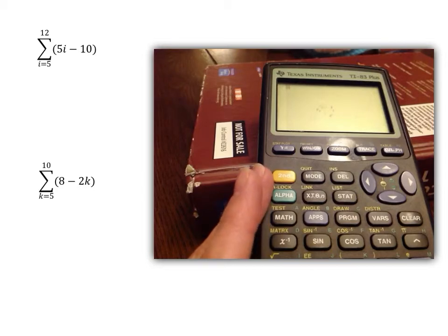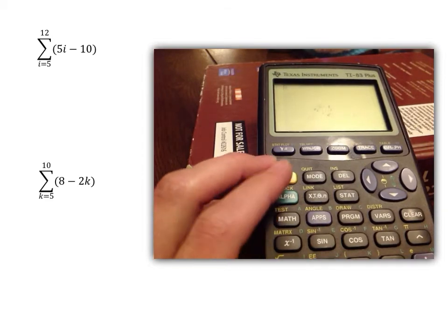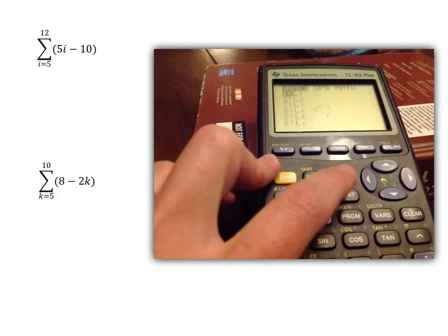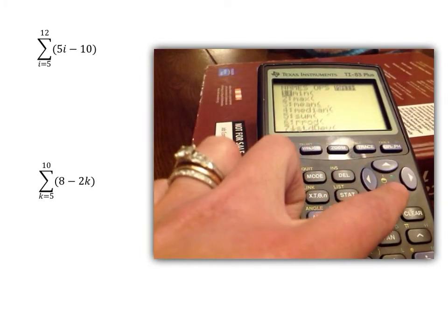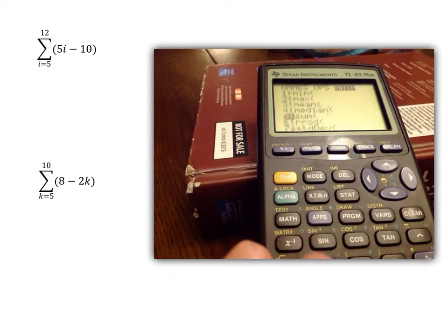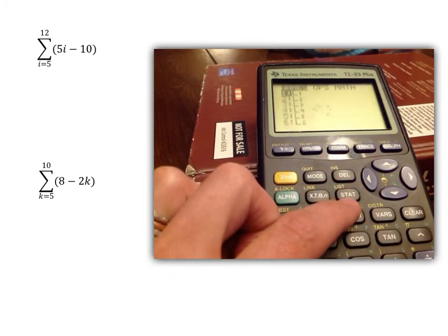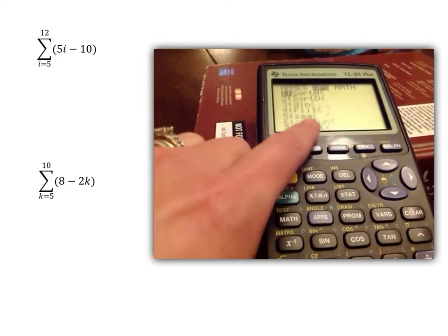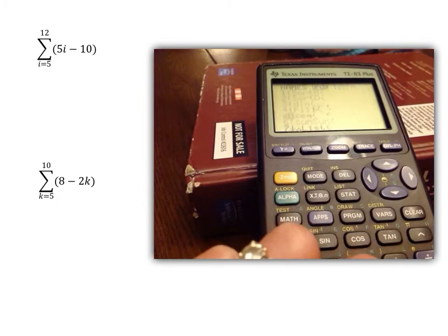So you can use the summation notation and calculator functions to solve these sequences. What you have to do is start with second stat, and you're going to go all the way over to math because you want to sum, which is option number 5. And you're going to take the sum of a sequence. So you go back to second stat and over to ops, and sequence is also number 5.